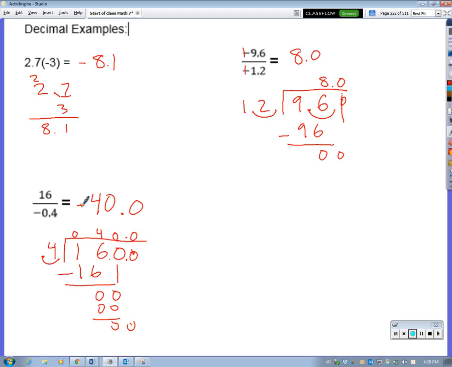Okay, notice here, it doesn't really matter where the negative sign is, whether it's on top, bottom, out in front. If you've got one negative sign, it's all the same. It's going to give you a result that is negative. So negative 40.0, negative 40.